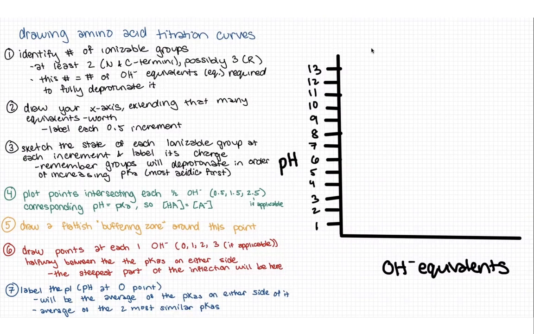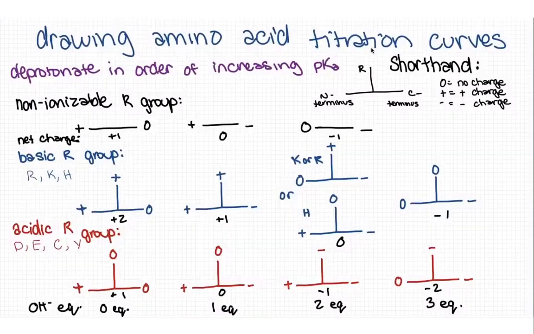In order to help see which of these it's going to be, we're going to sketch the state of each ionizable group at each increment and label its charge. So we can use a shorthand notation that's kind of like this. And when we do this, we need to remember that those zeros are zeros and not O's. So that's representing zero charge. And we need to remember that we're going to deprotonate in order of increasing pKa.